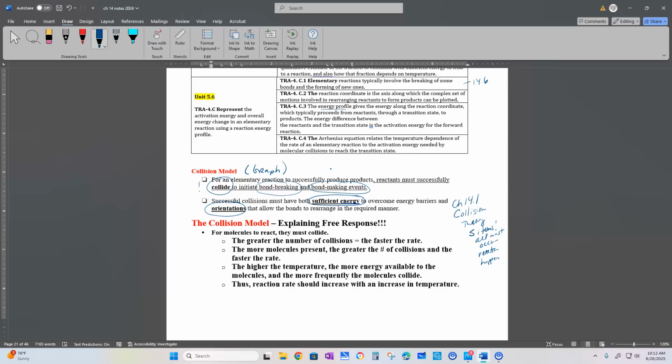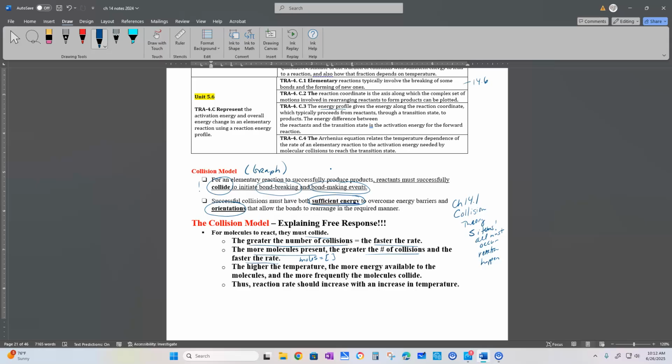So collision model, this is how we explain. For molecules to react, they must collide. The greater the collisions, the faster the reaction, the faster the rate. The more molecules, aka moles or concentration, the greater the collisions, the faster the reactions.